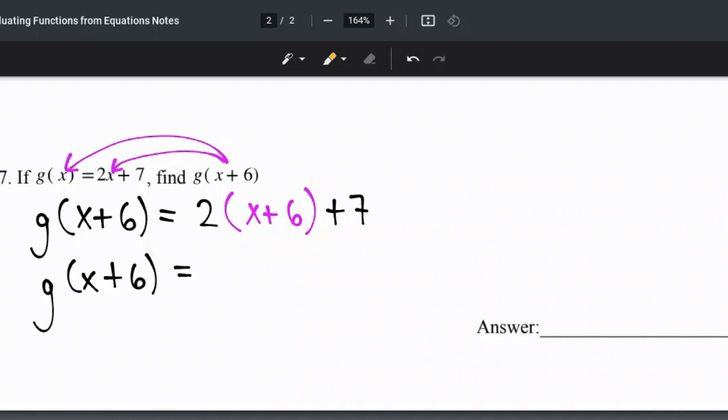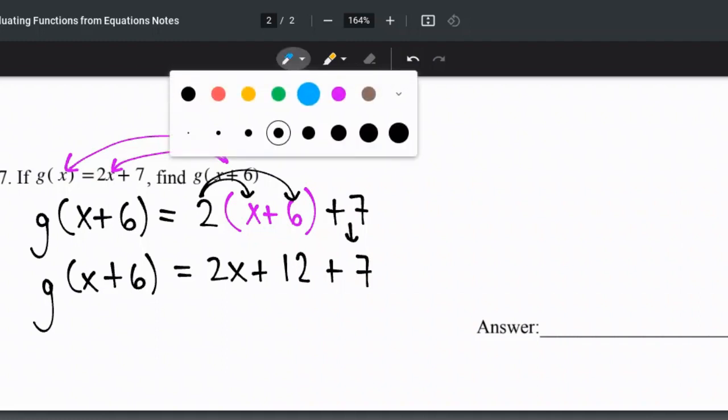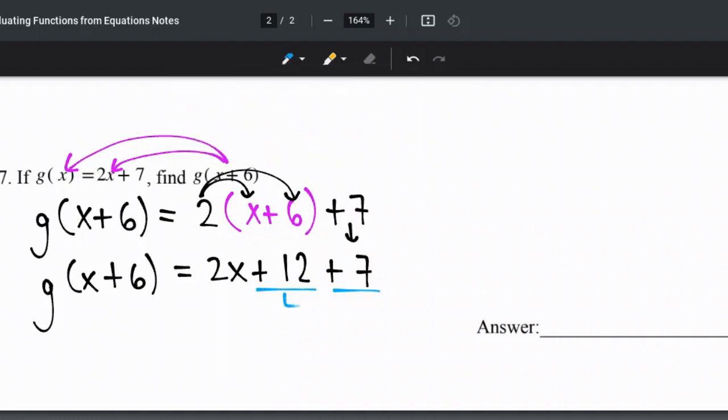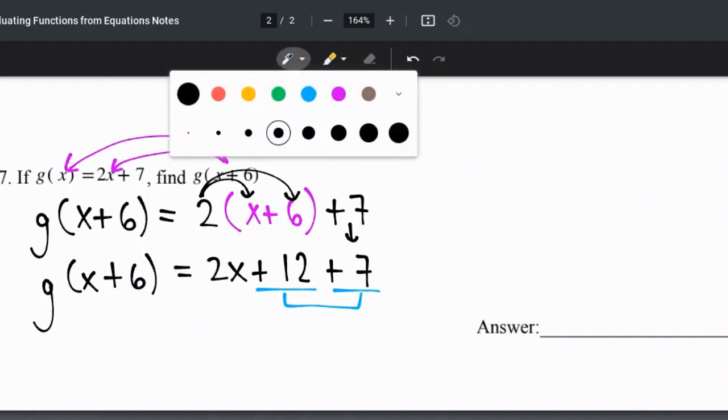And now we distribute the 2 and multiply it by each of the terms in the parentheses. 2 times x is 2x. 2 times 6 is positive 12. And then we carry down the plus 7 on the end. And then we do have these like terms to combine. They're both constants, 12 plus 7. They don't have the x's attached.